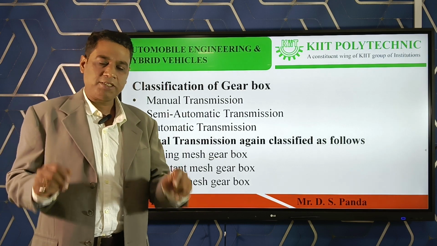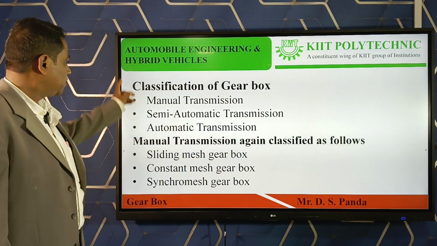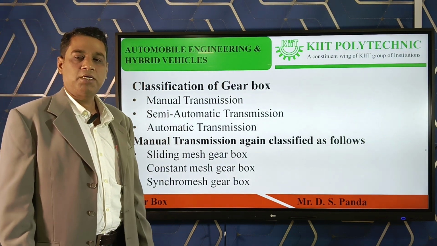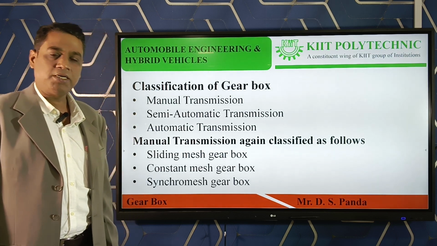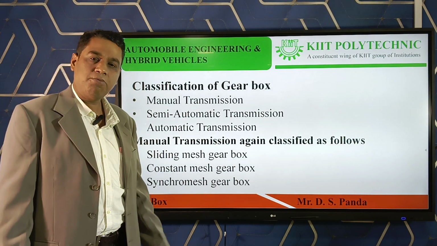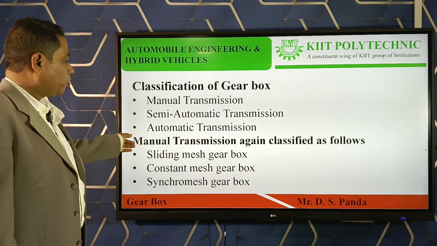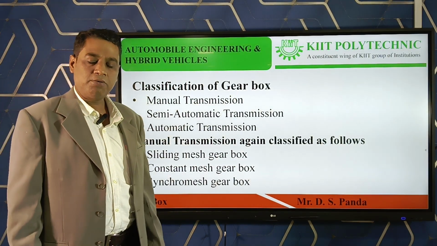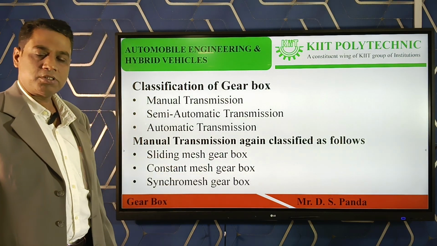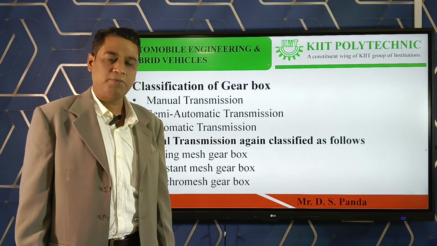If we discuss the classifications, gearboxes are classified basically into three categories. One is manual transmission gearbox, second is semi-automatic transmission gearbox, and third is automatic transmission gearbox. Again, manual transmission gearbox is classified into three categories: one is sliding mesh gearbox, second is constant mesh gearbox, and third is synchro mesh gearbox.